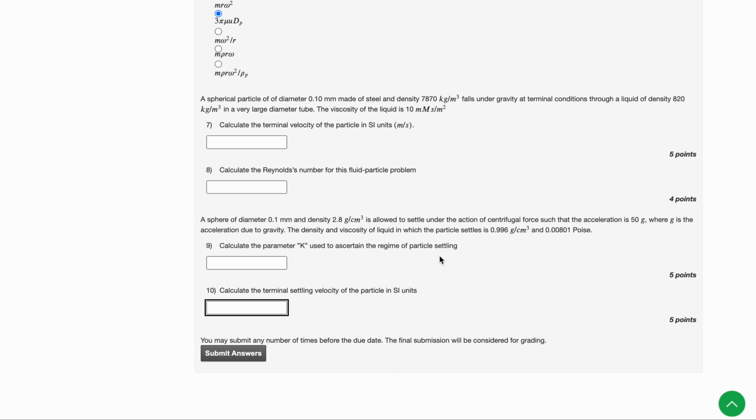So first you have to calculate the parameter k, which is discussed in the lecture. That is for you to do. I will not do that. And then use the proper formula to calculate the terminal velocity. But this is based on the Stokes terminal velocity, and it might not be the correct answer. If it falls in the Stokes regime, then this is the correct answer. But if it falls in Newton's regime, then you have to calculate it.